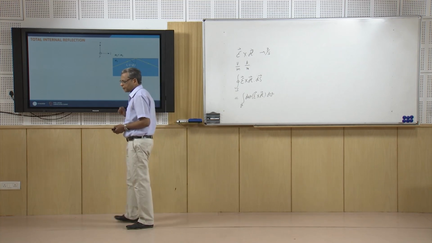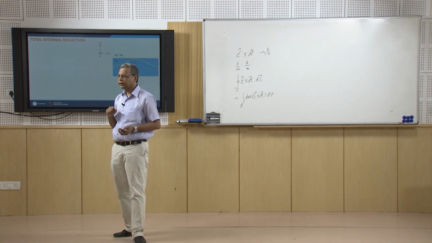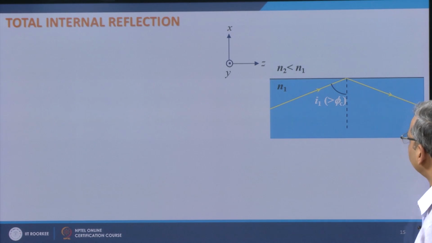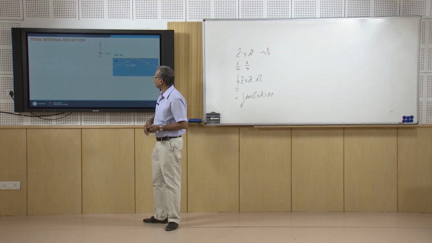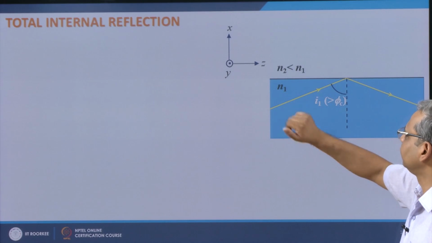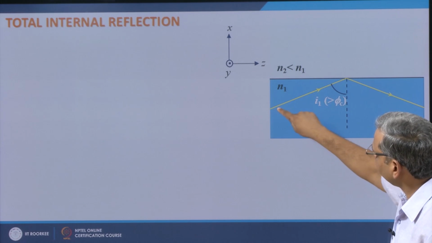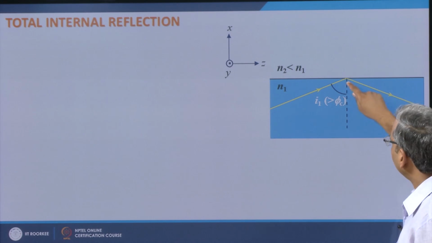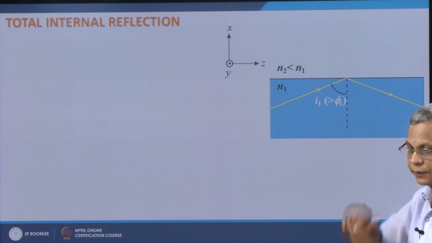You remember that when I did the ray theory, it simply tells me that a ray goes like this and it comes back. There is no energy which flows out into this medium. If this is the medium of refractive index n1, this is of n2 where n2 is smaller than n1, then ray theory tells me if I launch a ray which makes an angle larger than the critical angle, then this ray will come back into the same medium and there would be no transmitted ray.